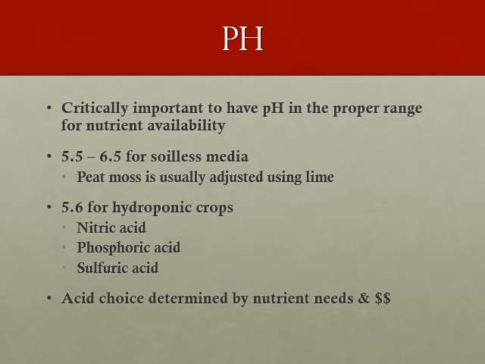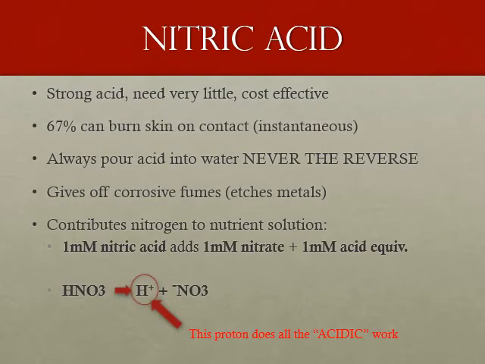In hydroponic crops, we typically want to have a lower pH. We've talked about this before, 5.5 to 6 maximum. But the sweet spot is around 5.6. And we have options like nitric acid, phosphoric acid, sulfuric acid. Which acid depends on your needs and dollars. We're going to get into that now.